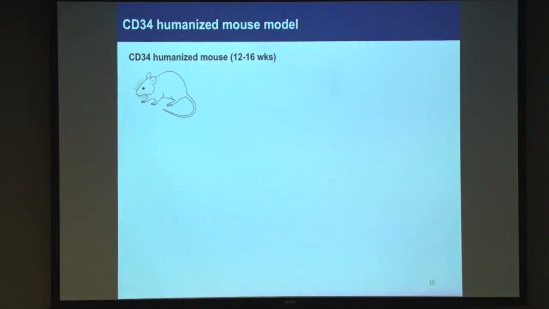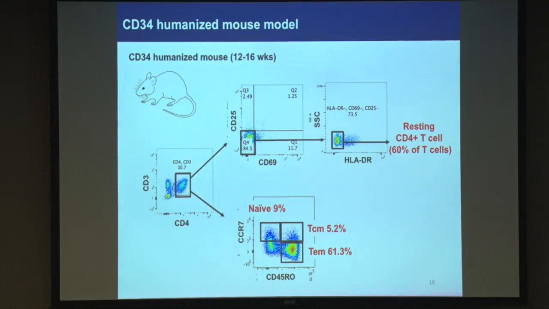The mouse model we're using is a CD34 humanized mouse model. In these mice, after CD34 engraftment, we can identify different T cell type populations. The upper panel here shows staining by different activation markers, CD69, CD25, and HLA-DR. From here, we can identify a resting T cell population in this mouse model of about 60%.